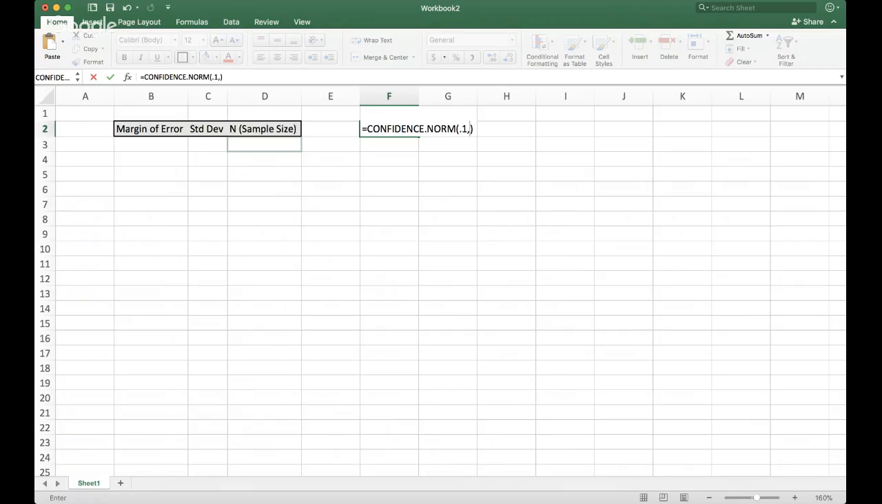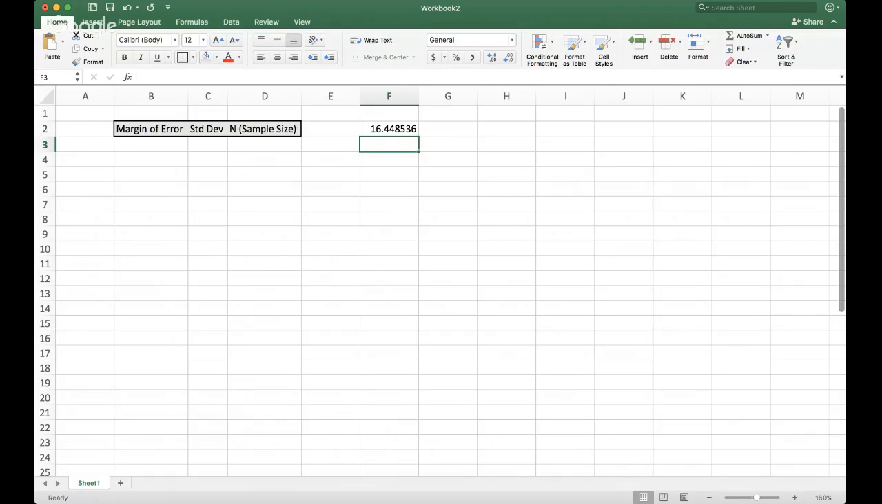And then the second thing it's asking for is the standard deviation. So our standard deviation is 50. And the last thing it's asking for is the sample size. If we go to 25, this should give us our margin of error.